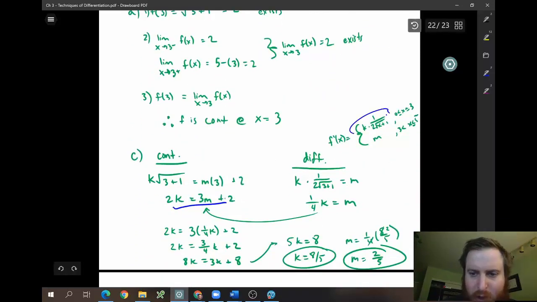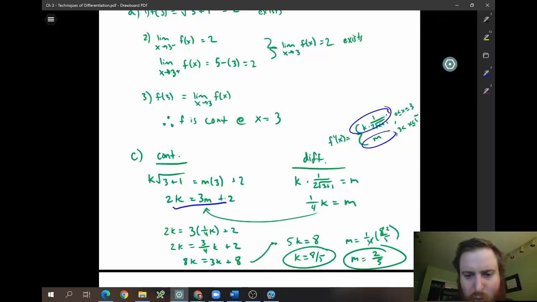So we're going to set these two guys equal to each other and plug in 3. K times 1 over 2 square root of 3 plus 1 is k times 1/4. I move the 1/4 to the front. And so that's my second equation. Both of them have a k, both of them have an m. So we need to isolate for m or k, and then plug that in. And then you can go ahead and solve.